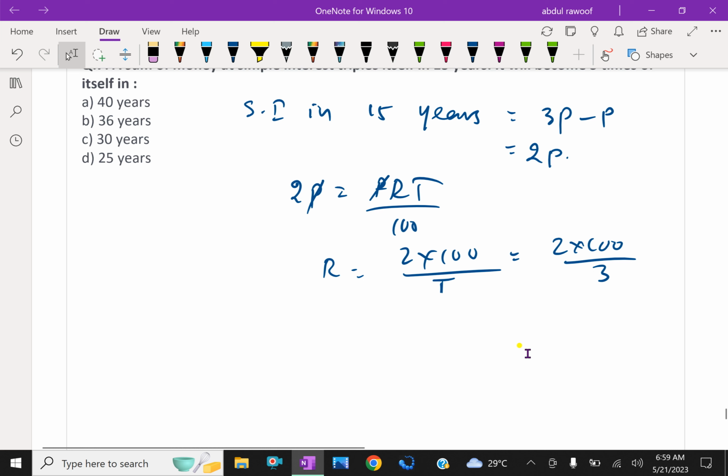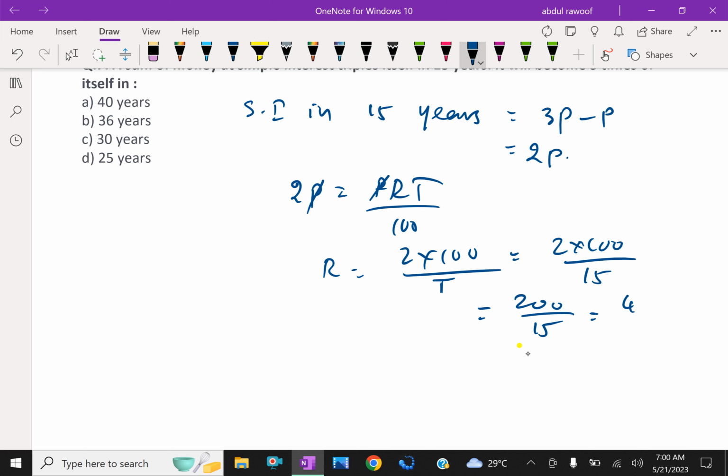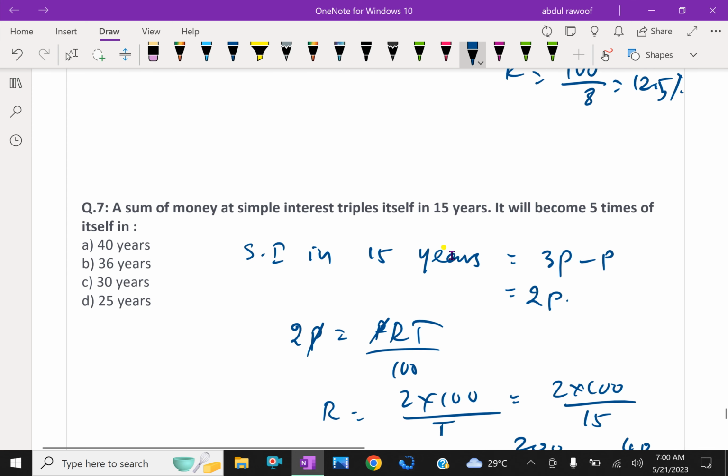for 15 years. Here T is 15, so R equals 2 into 100 over 15. 200 over 15 is 40 by 3 percent. Now the rate of interest is 40 by 3%.